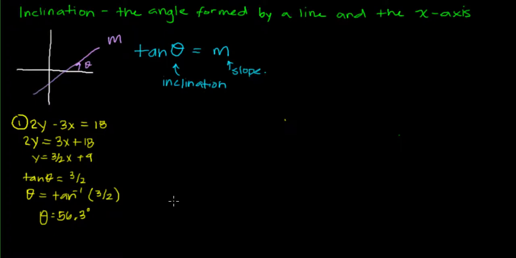Now, we can do this anytime we have a slope. The slope doesn't have to be limited to the slope from the equation. We can actually be given just an ordered pair. Two ordered pairs.